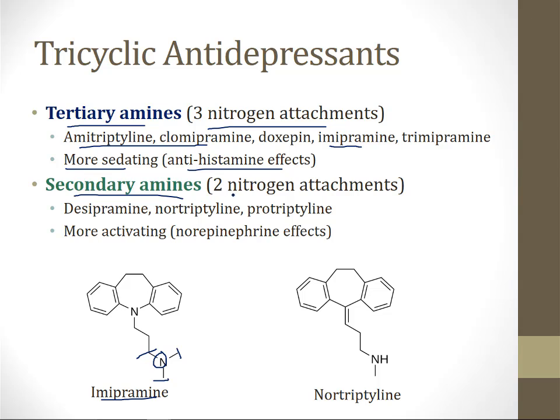The secondary amines have nitrogens with 2 attachments, so nortriptyline is a secondary amine, and it has a nitrogen here with only 2 attachments, not 3. So examples of secondary amine tricyclic antidepressants are desipramine, nortriptyline, and protriptyline, and these tended to be more activating. They had more norepinephrine effects, so you would give a secondary amine to someone who had trouble staying awake during the day and felt very fatigued.